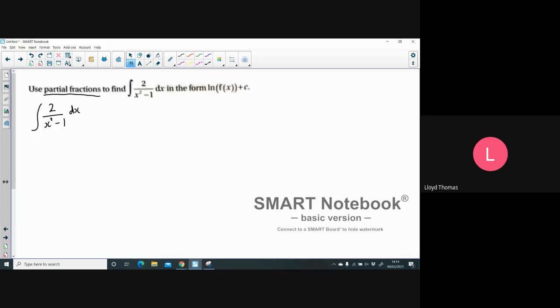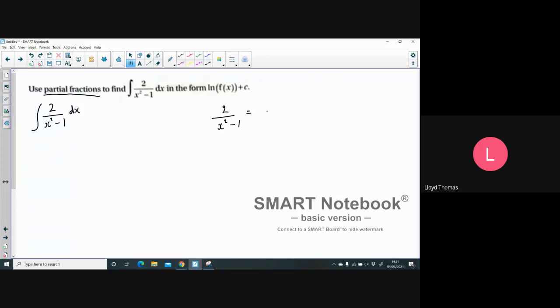Okay, so, partial fractions. What we need to do is use the topic of partial fractions on 2 over x squared minus 1 to create something that is easier to integrate. So, it's not substitution. It's not any area of integration particularly, apart from I will have to use ln at some point. That's new to us.